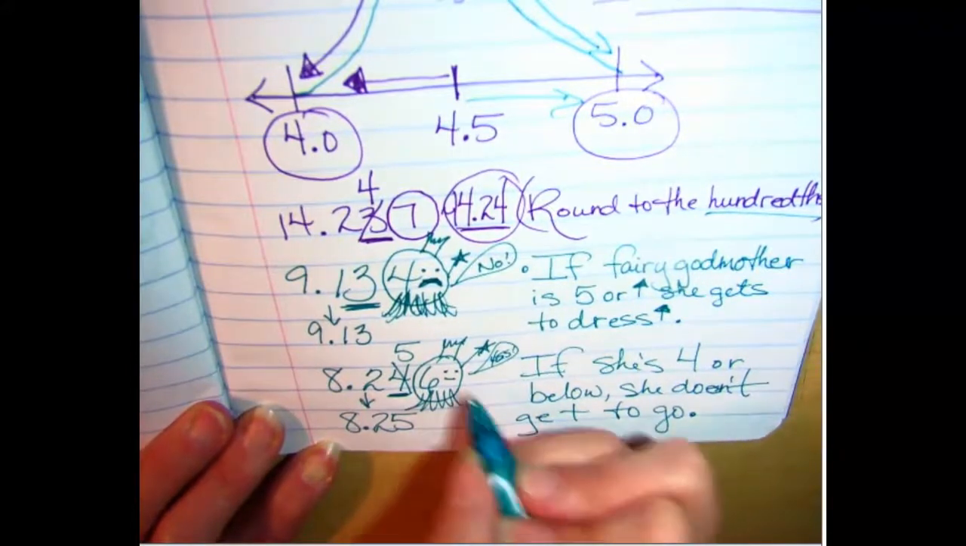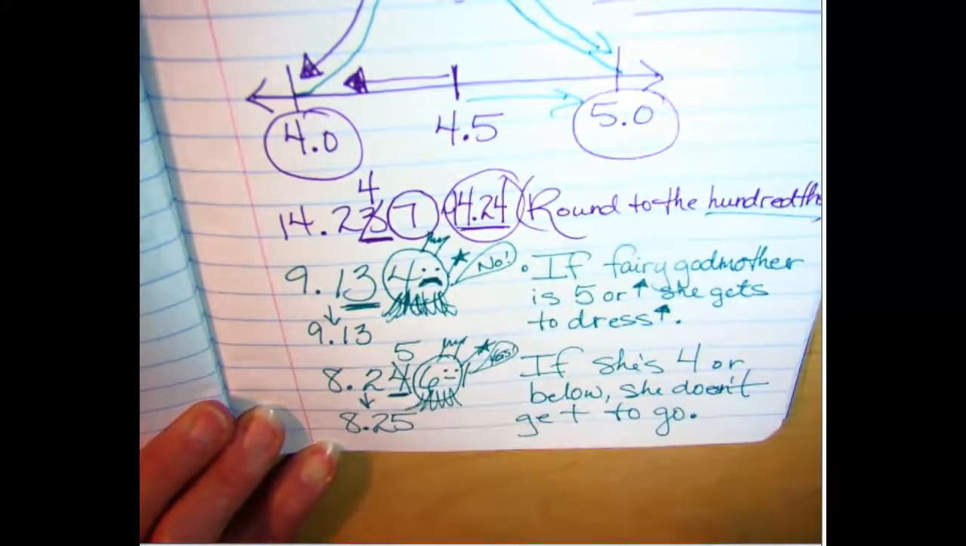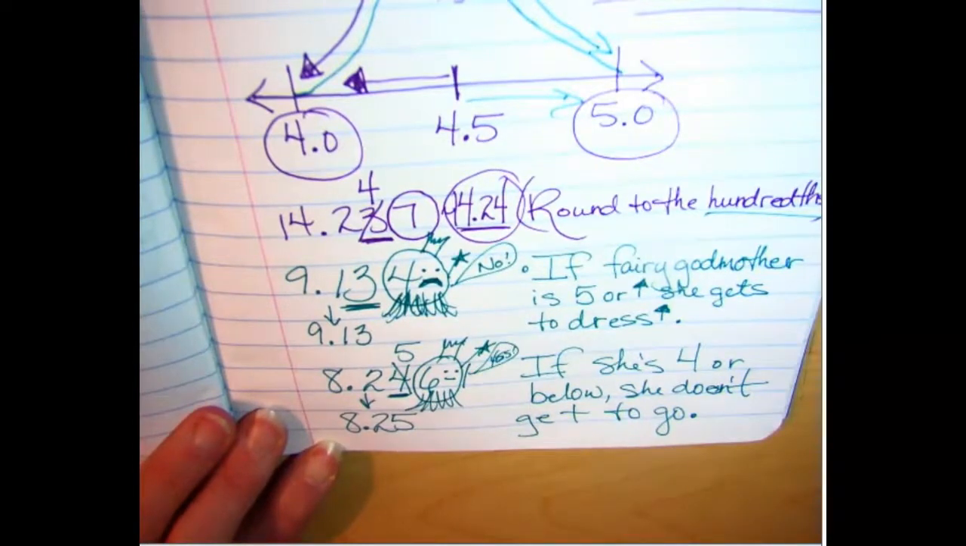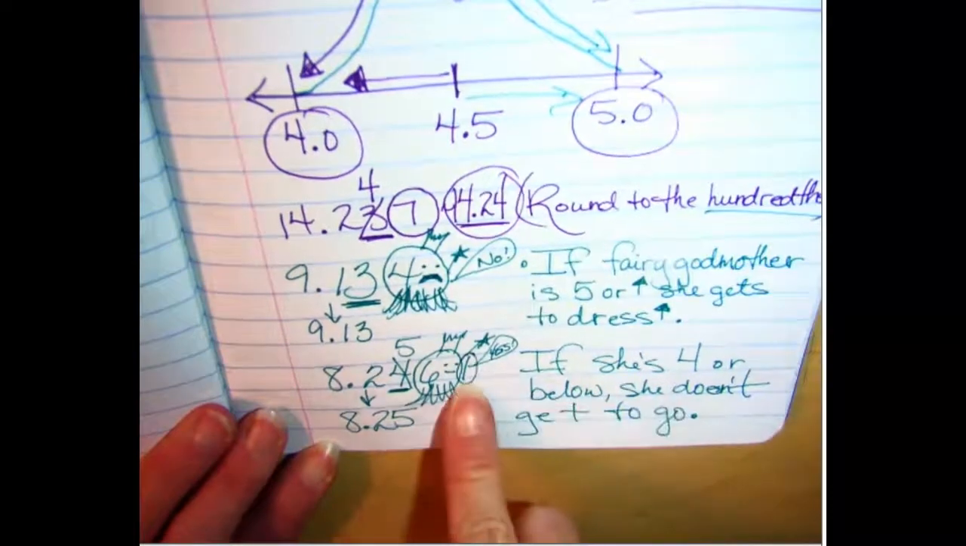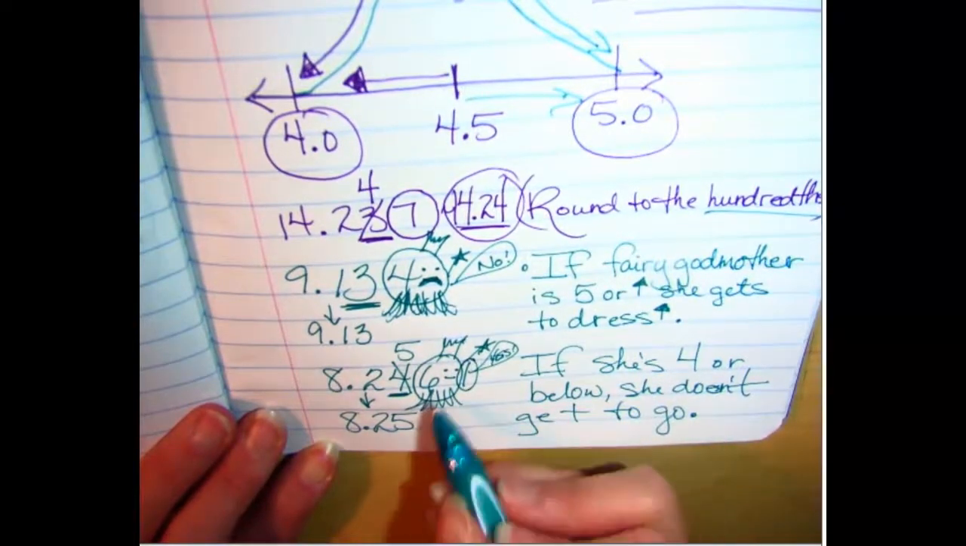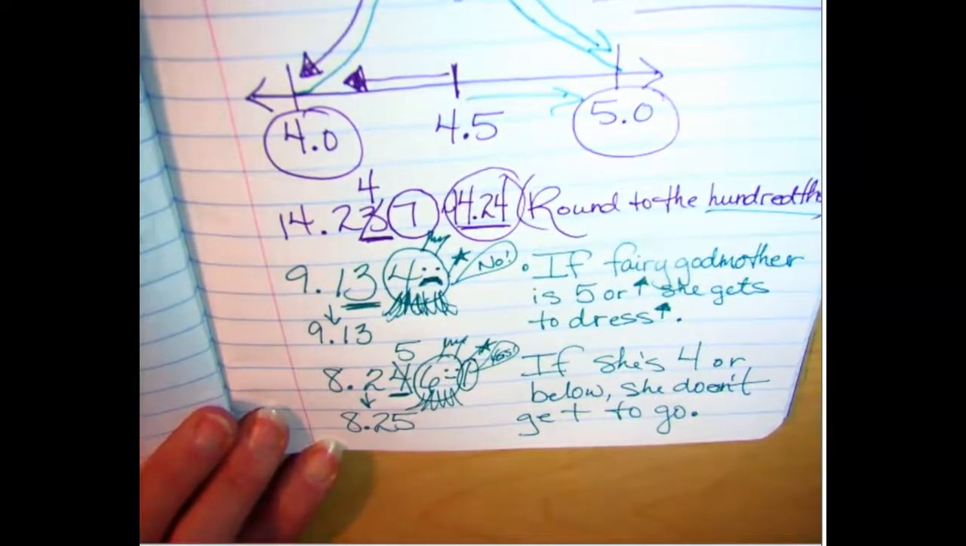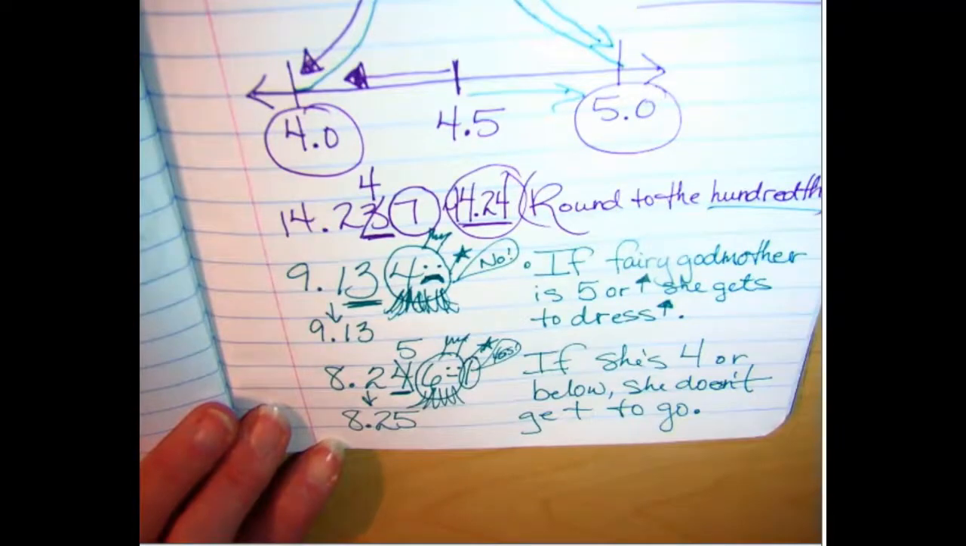What do you do if there's another number after fairy godmother? Does it get to stick around? No. After you round, everybody after Cindy goes poof and disappears. There's no more numbers. Okay? If there's another one here or whatever, that one's gone. And it disappears with fairy godmother when she's out of there. So if fairy godmother is 5 or up, she gets to dress up. If she's 4 or below, she doesn't get to go.